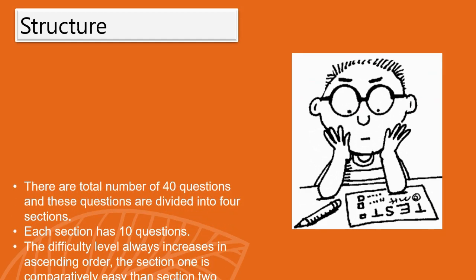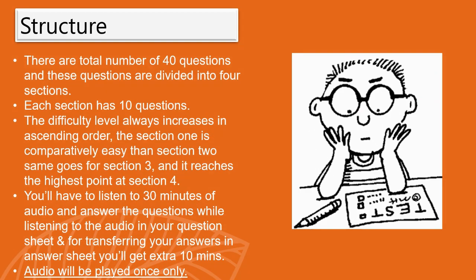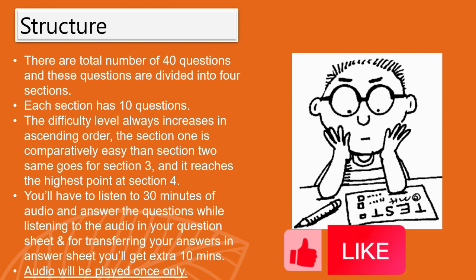Structure. There are a total number of 40 questions, and these questions are divided into 4 sections. Each section has 10 questions. The difficulty level always increases in ascending order. Section 1 is comparatively easier than section 2. Same goes for section 3, and it reaches the highest point at section 4.